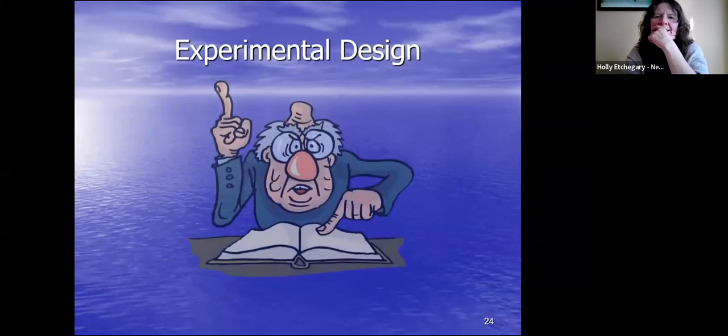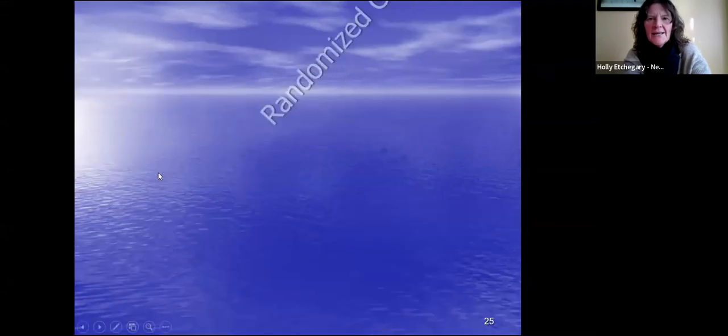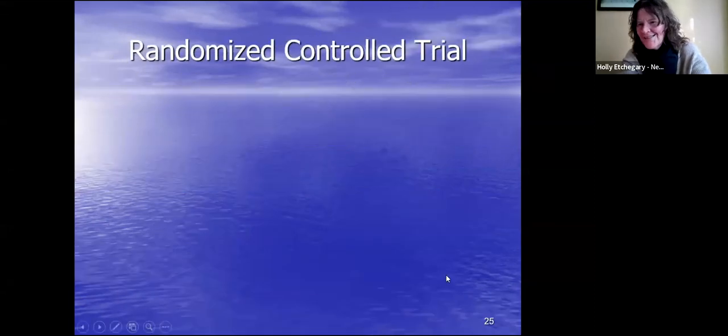So those are the key non-experimental or observational studies. Any questions on those before we finish off with a bit of thinking about experimental design? Just seems like a natural place to stop. Any questions before I go there to the RCTs?